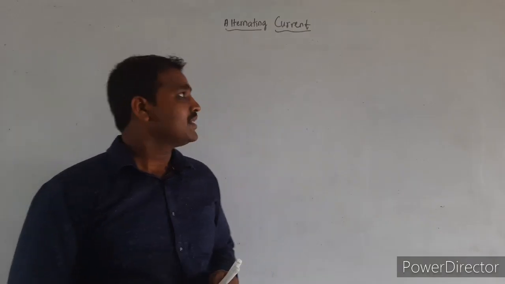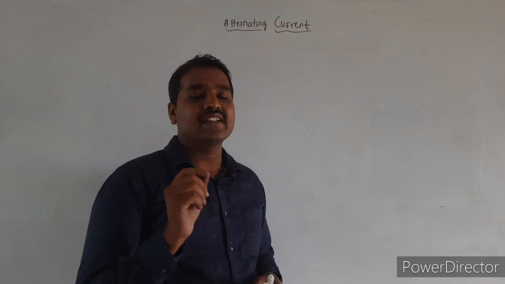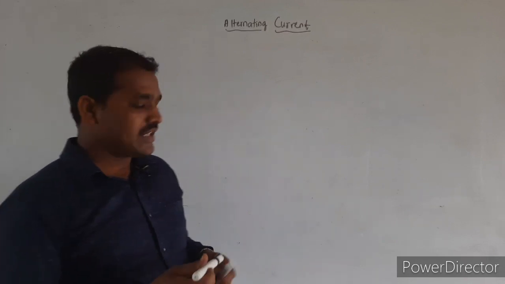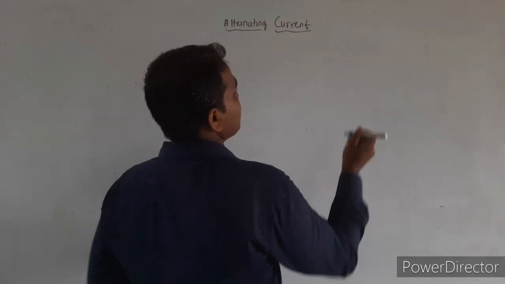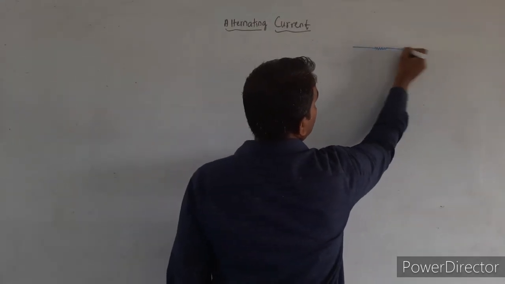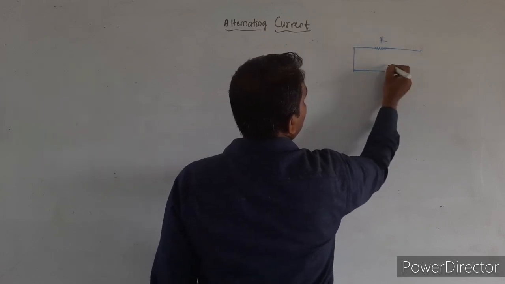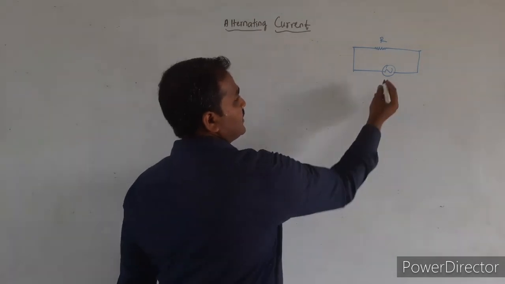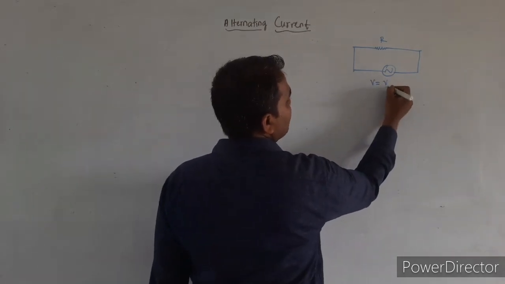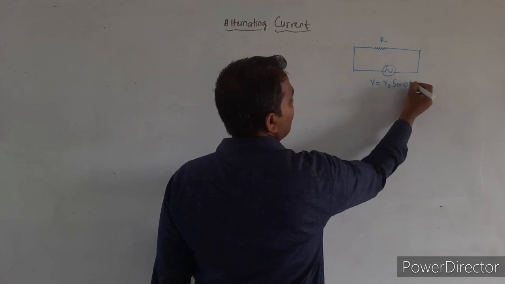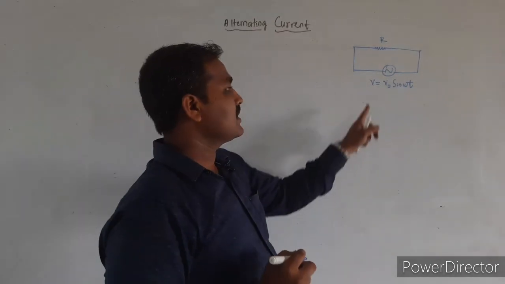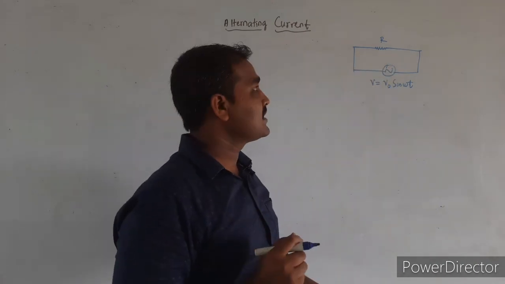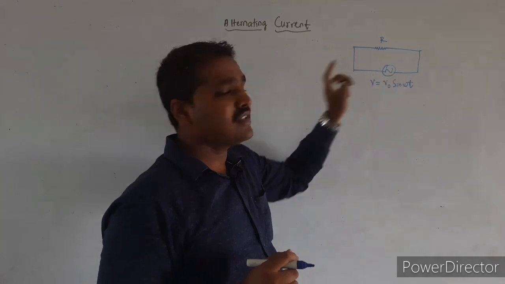Next, we shall see what happens when just a resistor is connected to an alternating source of voltage. For that, let us consider a simple resistor. Let there be only a resistor in the circuit which is connected to the AC source of voltage. And we know the voltage is given by V is equal to V naught sin omega t. Let us write the equation for current flowing through this circuit when there is just a pure resistor connected in the circuit.